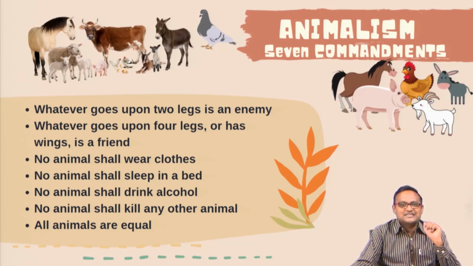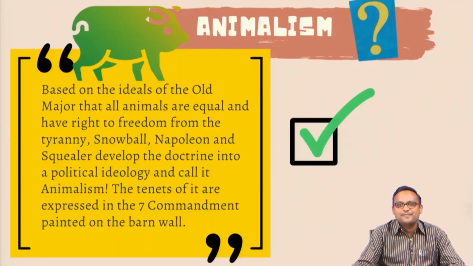Whatever goes upon 2 legs is an enemy, whatever goes upon 4 legs or has wings is a friend. Second, no animal shall wear clothes, no animal shall sleep in a bed, and no animal shall drink alcohol. No animal shall kill any other animal, because they represent the vices of human beings, right? That is the reason why they are all taboos. And finally, all animals are equal. This is an extraordinary 7 commandments they chalk up, something like a constitution. The animals chalk out their constitution, and this is their constitution.